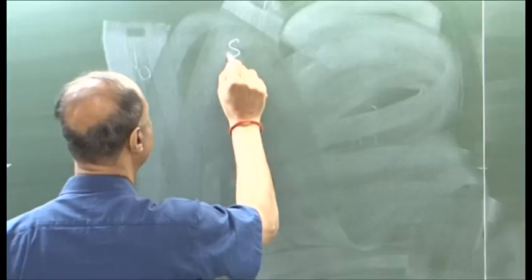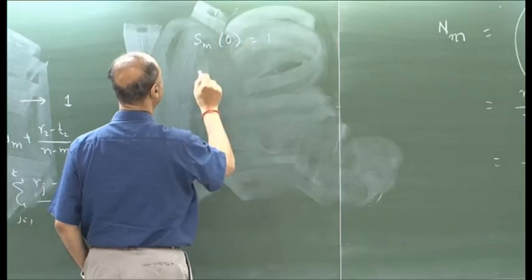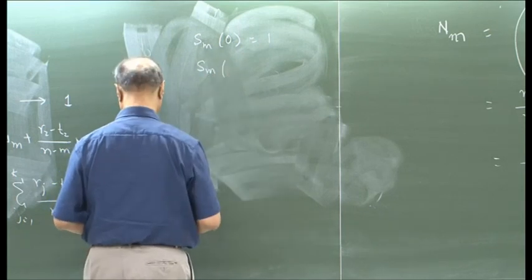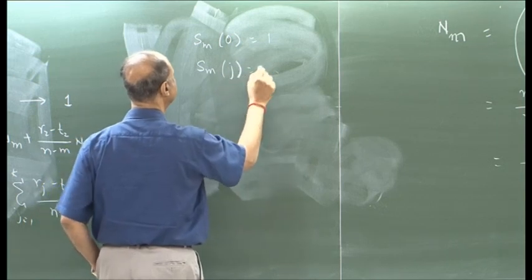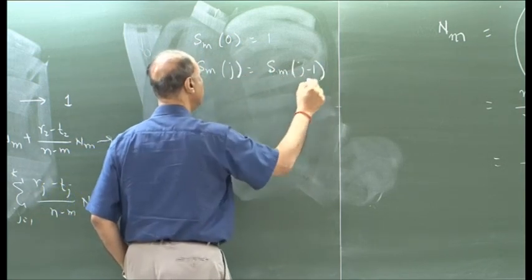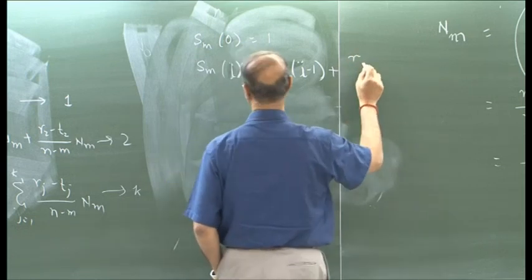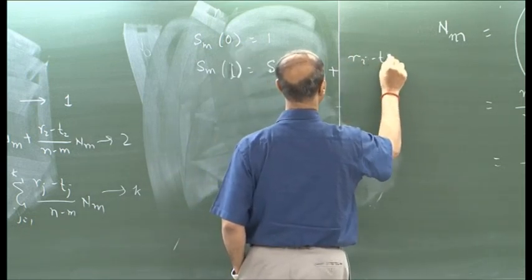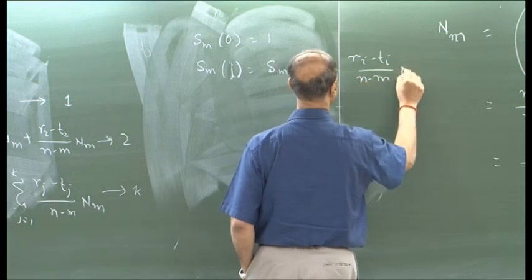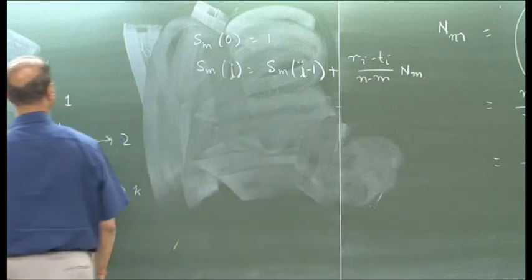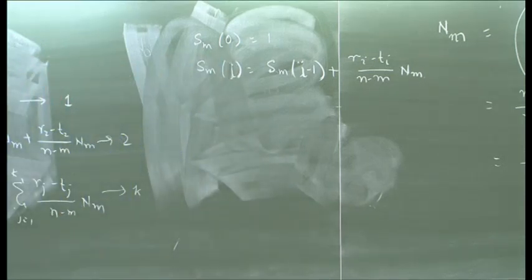an array Sm0 is 0 and Smj is equal to Sm(j minus 1) plus Rj minus Pj, n minus m, n. I can define a recurrence Smi is equal to Sm(i minus 1) plus Ri minus Pi, n minus m, n. Right? Just the summation sign I am replacing, nothing else.